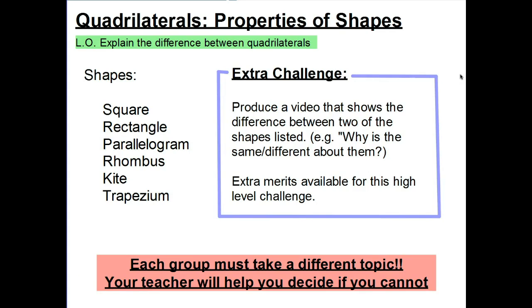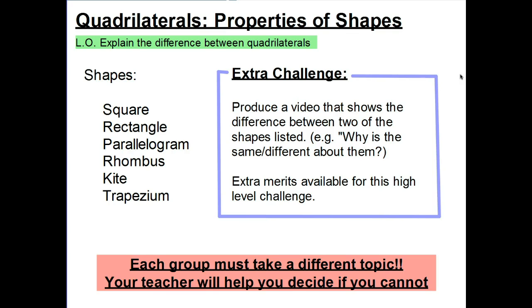The topics you can be given are all quadrilaterals: square, rectangle, parallelogram, rhombus, kite, and trapezium. Every group must have a different topic. I don't want two groups doing the same shape, because that'll just cause too much crossover. If you can't decide, then whoever the teacher is will be helping you to decide which topic your group has.